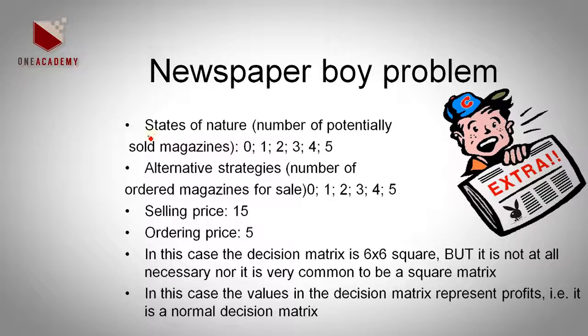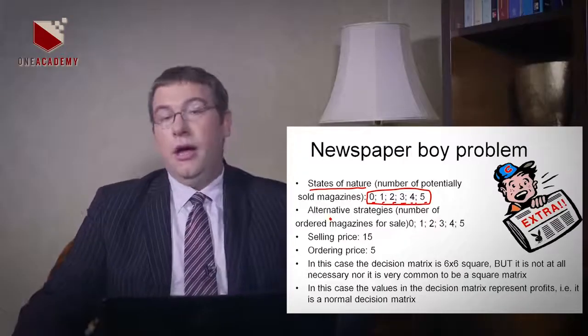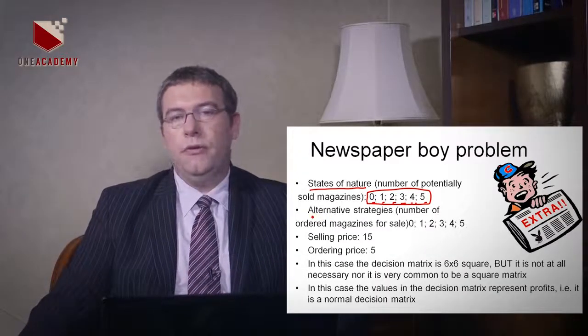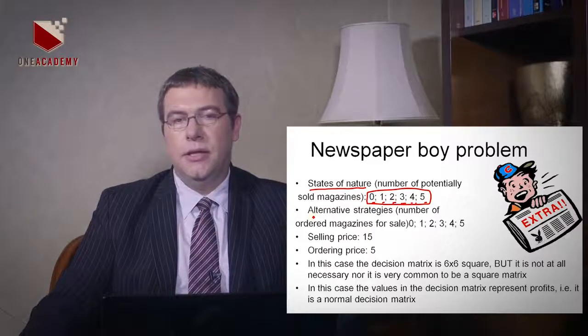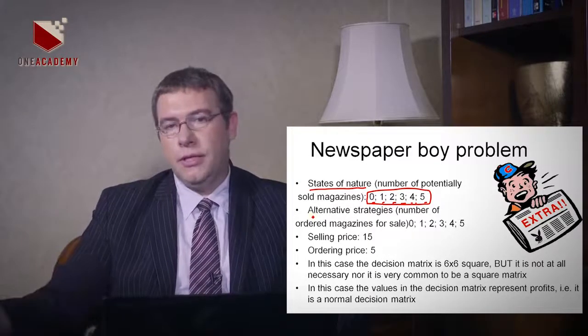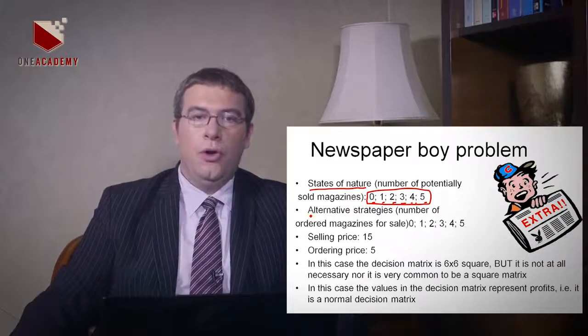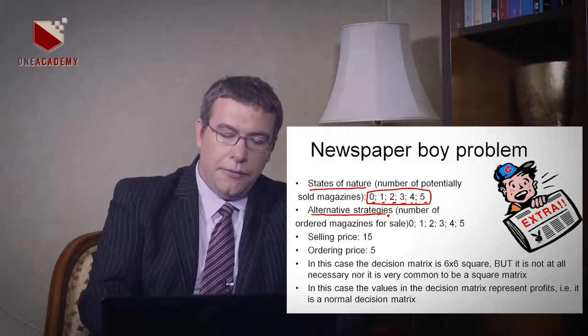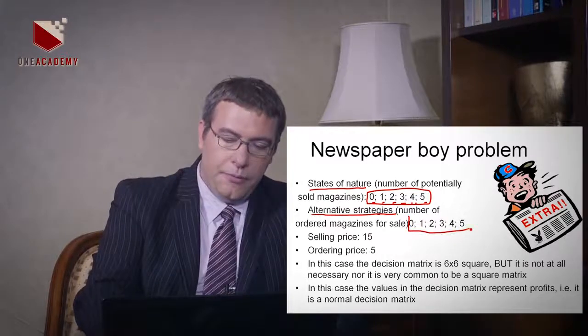So we have states of nature 0 to 5. We might have, in this month, no customers come to buy a magazine from us. We might have 1 or 2 or 3 or 4 or 5, but no more than 5. And these are the states of nature. From our point of view, there is no point in buying 6 magazines. We might buy less, but no more than this. So correspondingly, we have alternative strategies from 0 to 5.